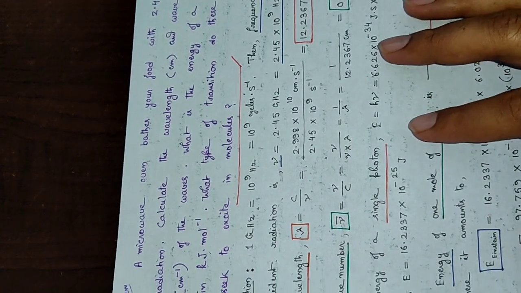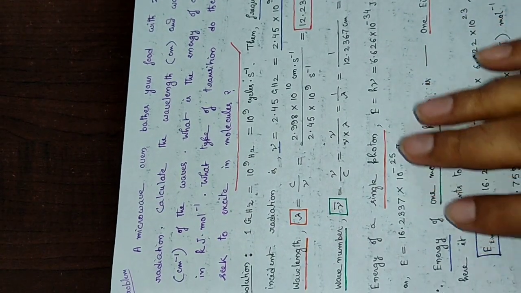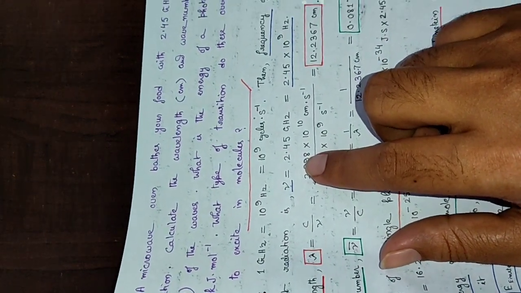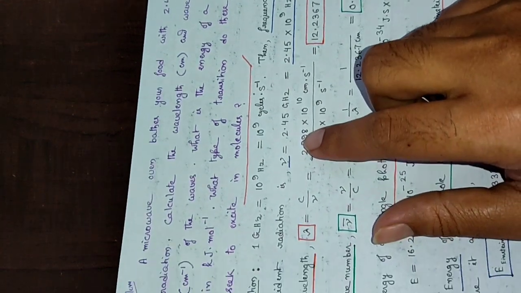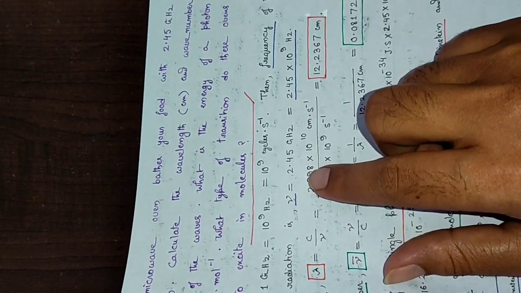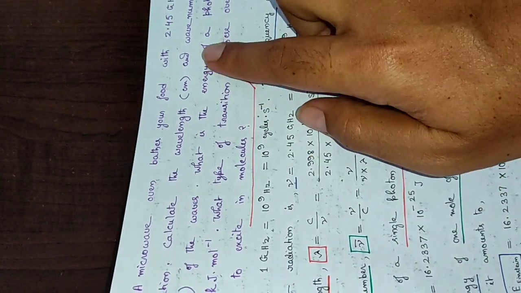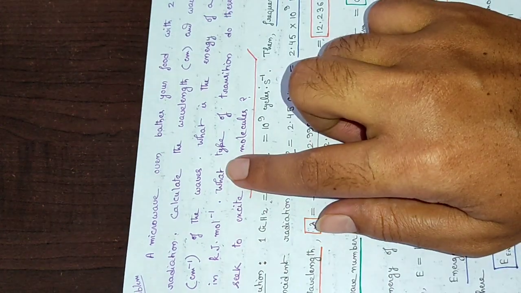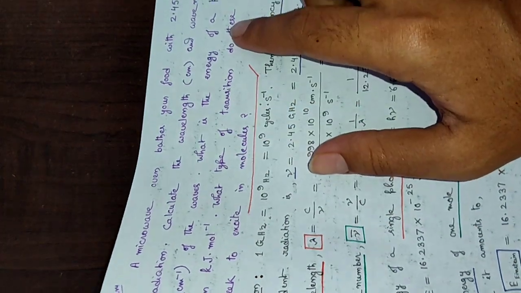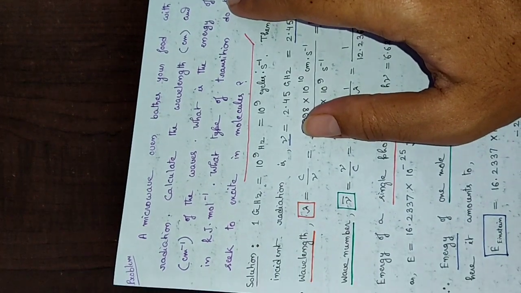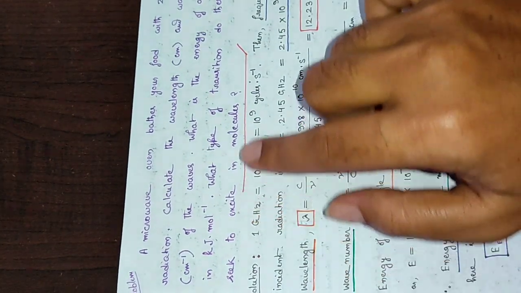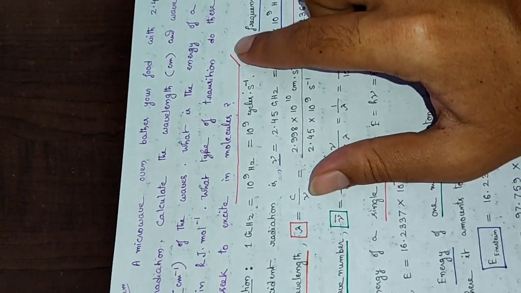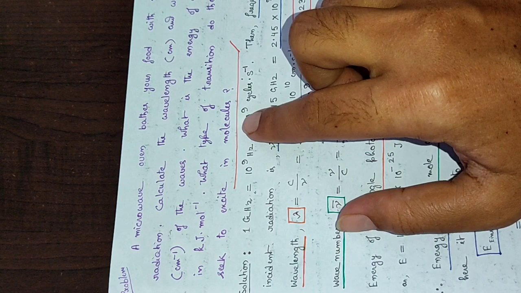In this video, I will solve a problem for you regarding microwave oven. The problem that is given is a microwave oven bakes your food with 2.45 GHz radiation. Frequency is given. Calculate the wavelength in centimeter and wave number in centimeter inverse for the waves, and also find what is the energy of a photon in kilojoule per mole. Now lastly, what type of transition do these ovens, microwave ovens, seek to excite in molecules?